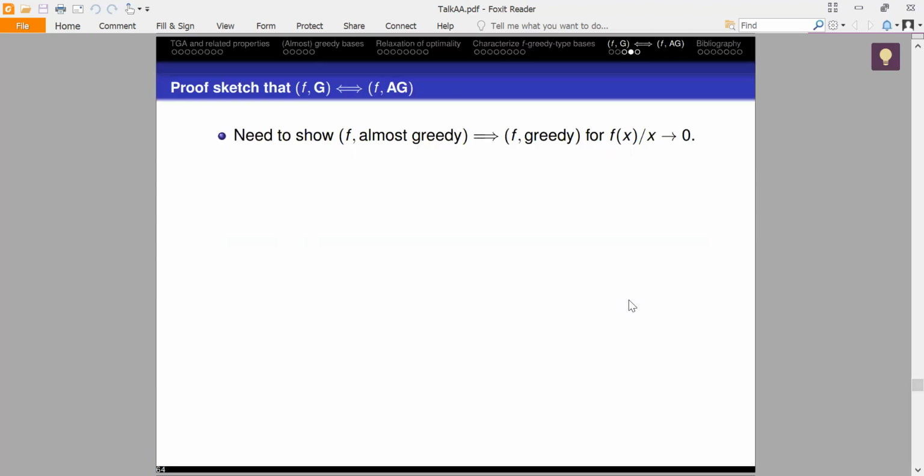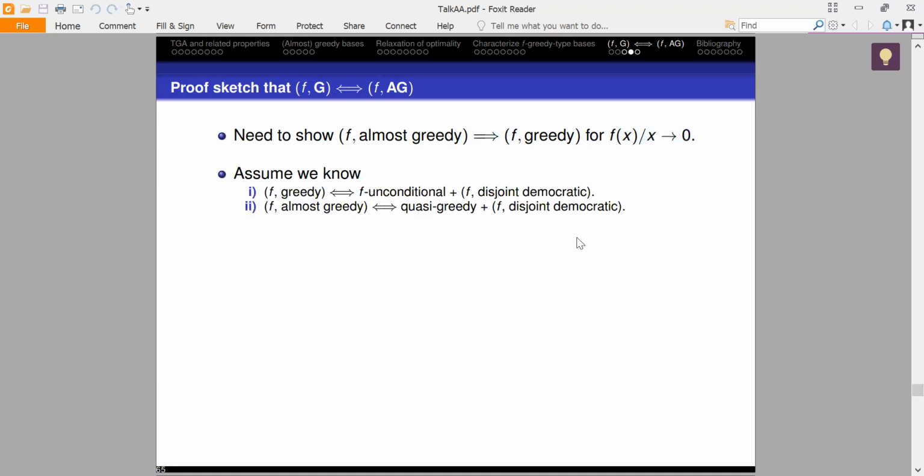Okay, so we need to show this, right? And we need to show this for the case when f(x)/x is going to 0, because if f(x)/x is bounded below, then f(x) grows linearly, and we already see that in the linear case we have the equivalence. So that's why now we only focus on the case when f(x)/x is going to 0, and we only need to show one direction, right? Because the other direction is obvious by definition.